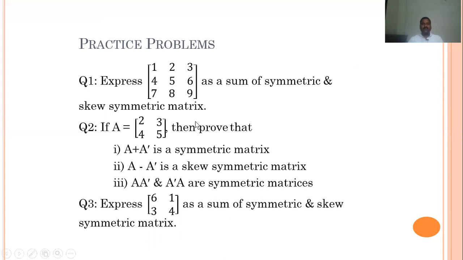Yeah, there are a couple of examples in front of you, practice problems. You can practice yourself, and it's very easy to see.